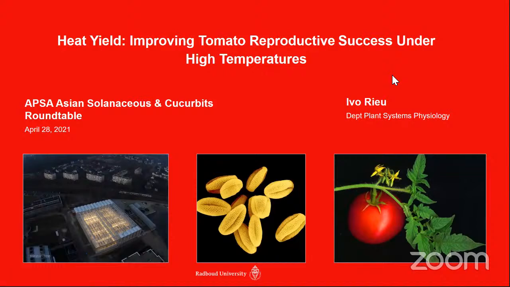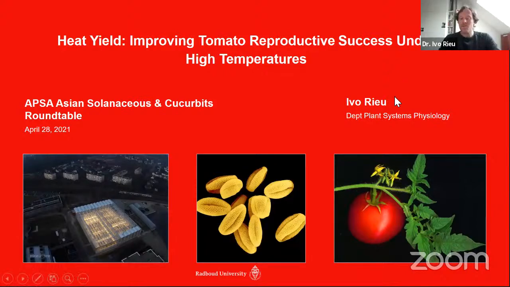Okay. Good. Then, thank you to APSA and Sreeman for inviting me to talk here. Indeed, I have been presenting my work to you a couple of years ago, I think it was in Bangkok, and it's a pleasure to be back again. So my talk is about reproductive heat tolerance of tomato. The overall project name is HeatYield. I will present what I've been working on for the last couple of years with my team.